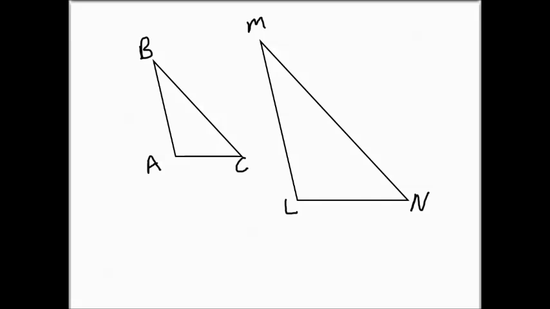So if we knew something about the side lengths of this triangle, then we could maybe prove that they are similar using the SSS similarity statement. So let's put in a couple of examples. Let's pretend like these shortest side lengths are, let's say AC is 6 units long and LN is 8 units long. Let's also pretend that the medium side lengths are 9 and 12, and that the longest side lengths are 12 and 15.